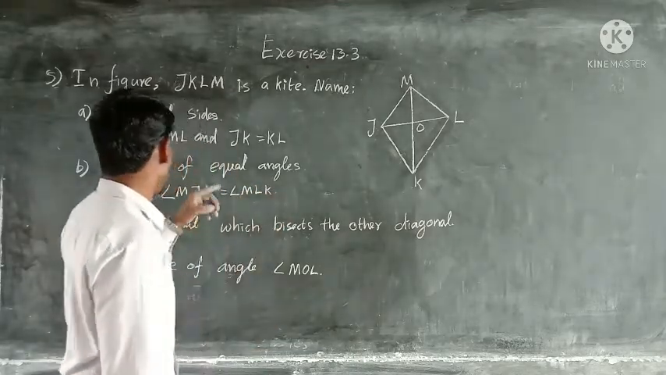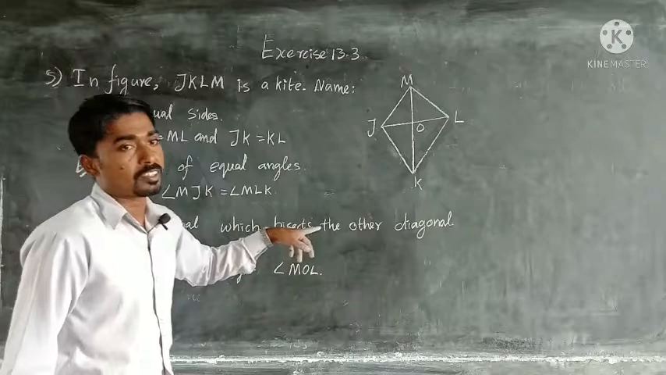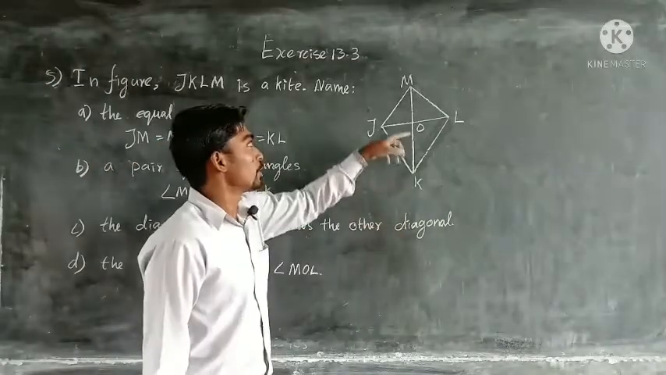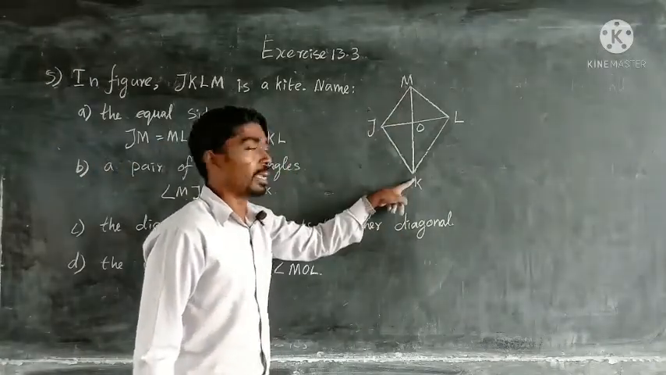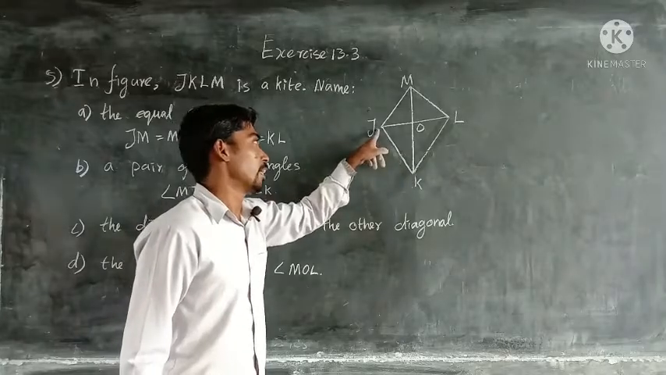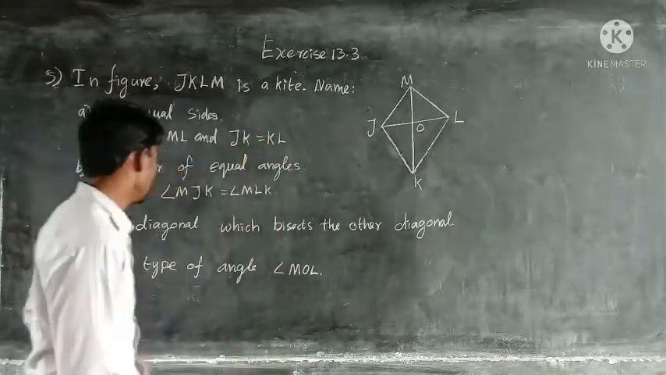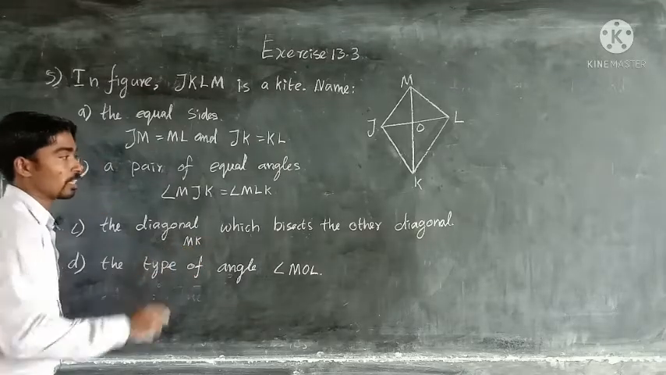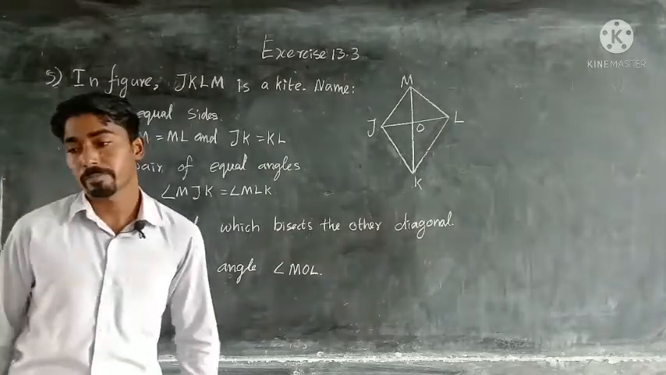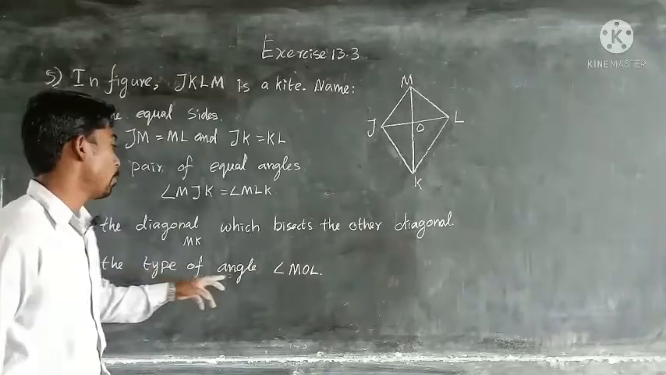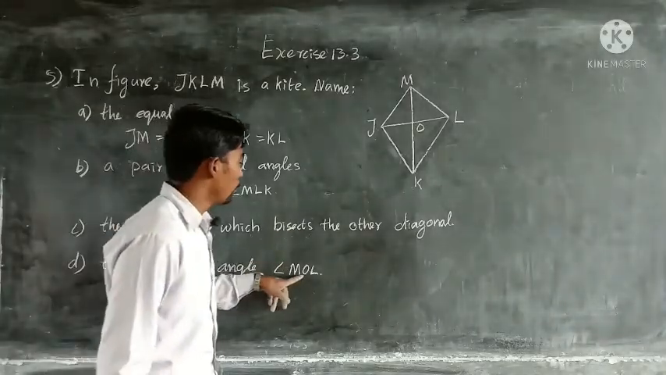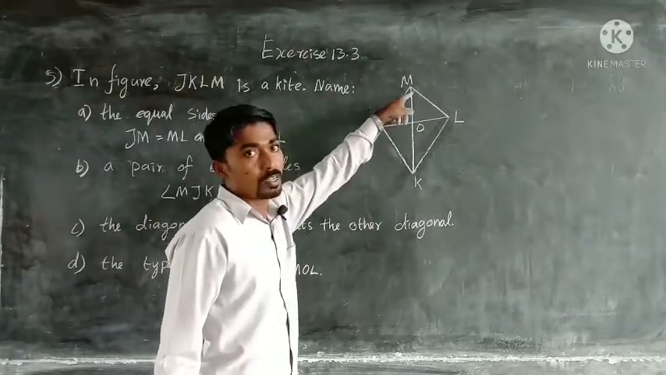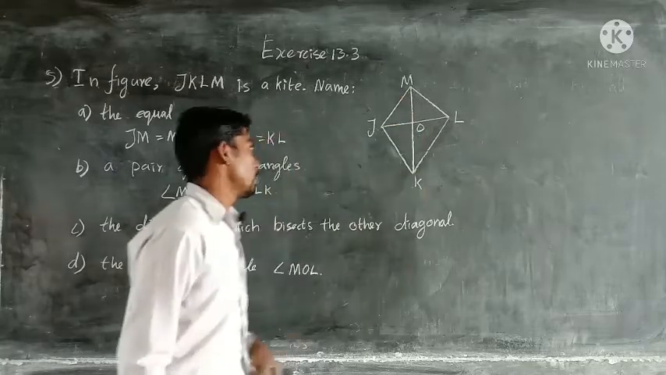Next we are going to name the diagonal which bisects the other diagonal. Here diagonal MK bisects the diagonal JL. Therefore MK bisects the other diagonal. Next we are going to name the type of angle MOL. Angle MOL is a right angle.